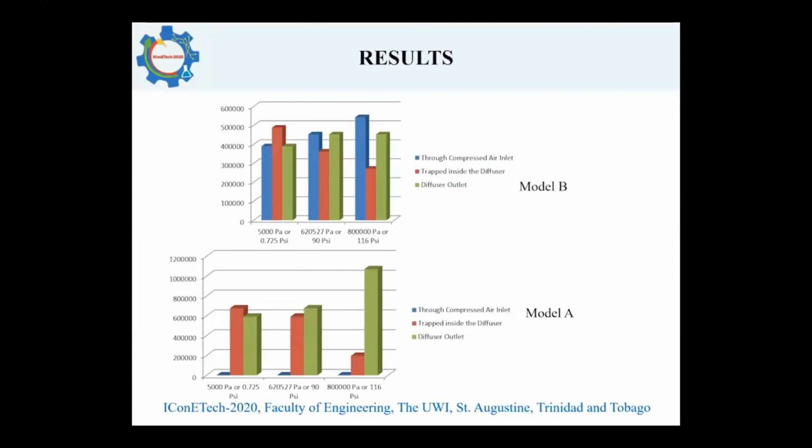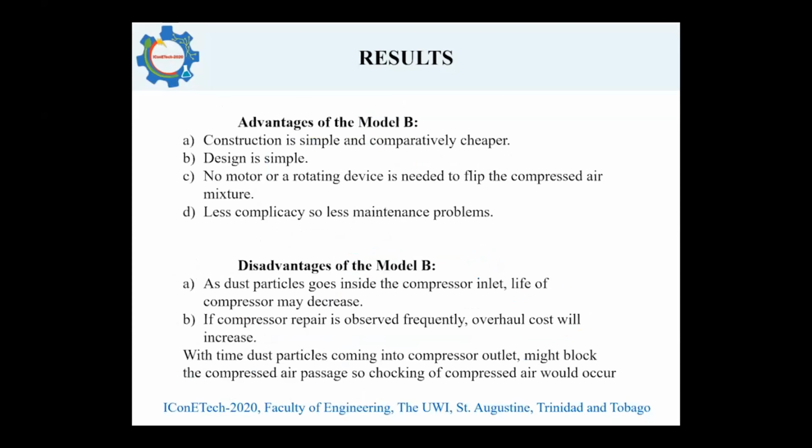From these graphs, we can notice that Model A has absolutely zero particles going back to the compressor. And when it comes to the way particles are getting trapped inside the diffuser, it is pretty much similar in both cases. But still, when you compare the number of particles that are trapped inside the diffuser, Model A showed higher amounts of trapped particles when compared to Model B.